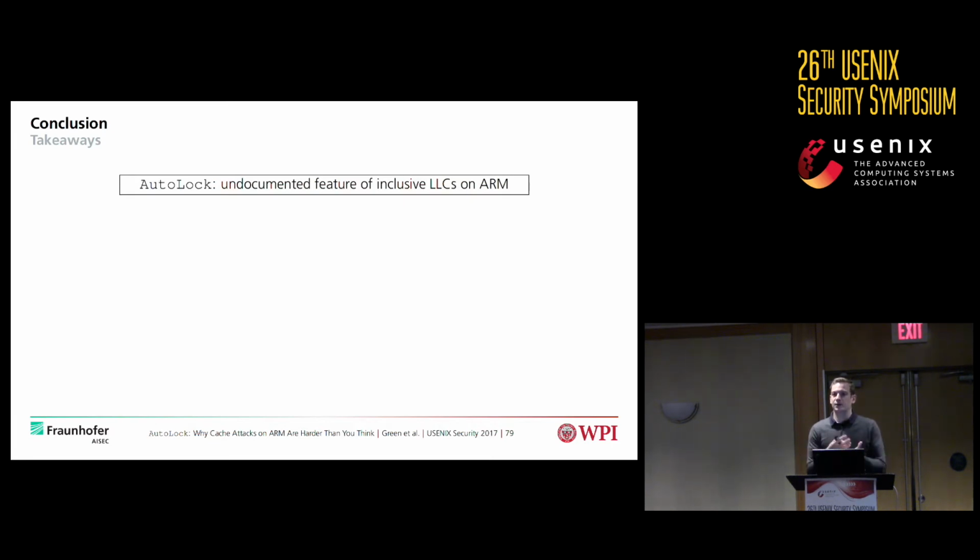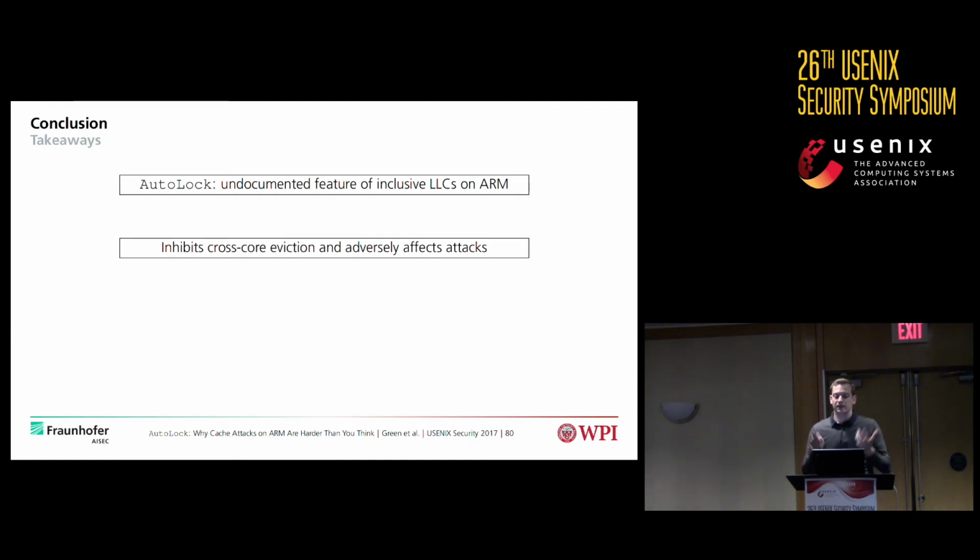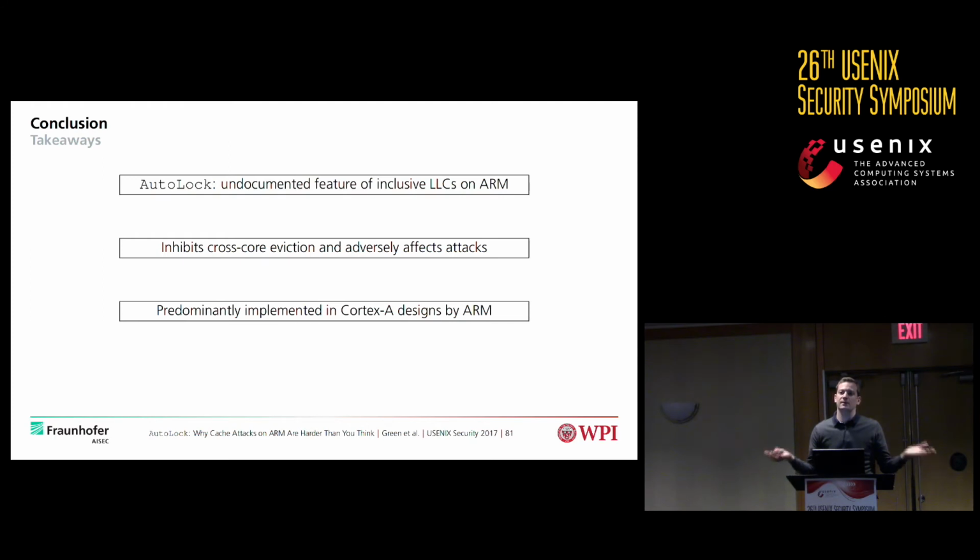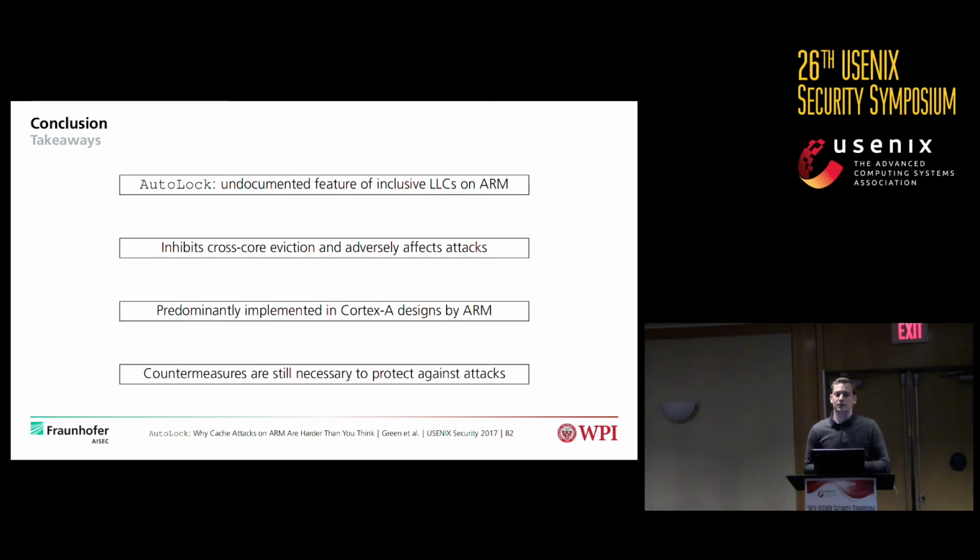AutoLock is an undocumented performance feature of inclusive cache levels on ARM. What it does is it inhibits cross-core eviction-based attacks and has an adverse effect on them. Based on our results, it is predominantly implemented on Cortex-A designs by ARM. Even though it has these adverse effects and it's implemented on a number of devices, it's still not a countermeasure, and we still need good countermeasures against cache attacks to protect our systems.